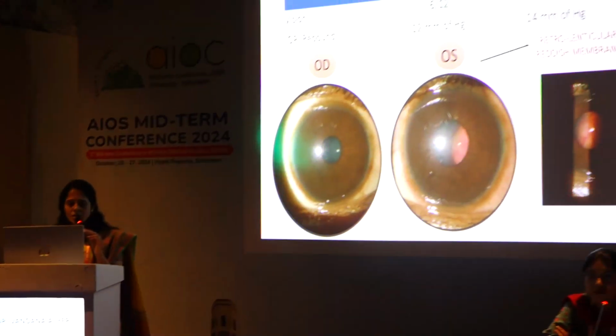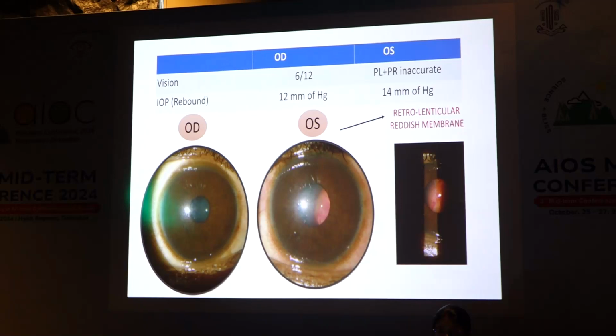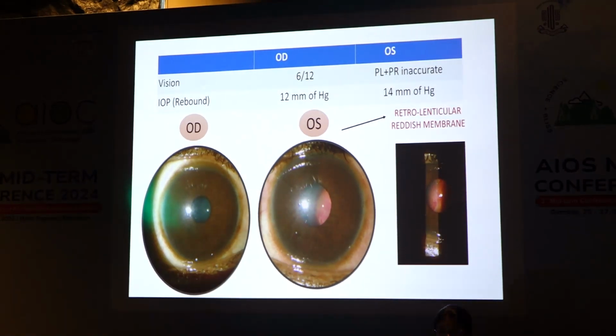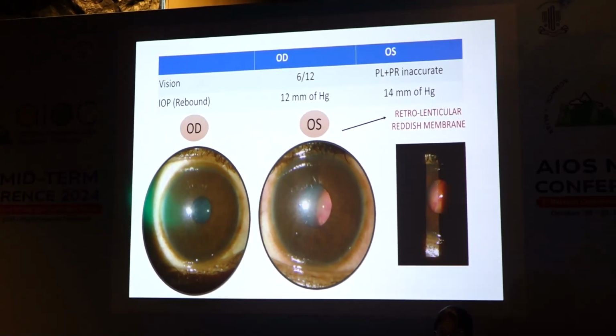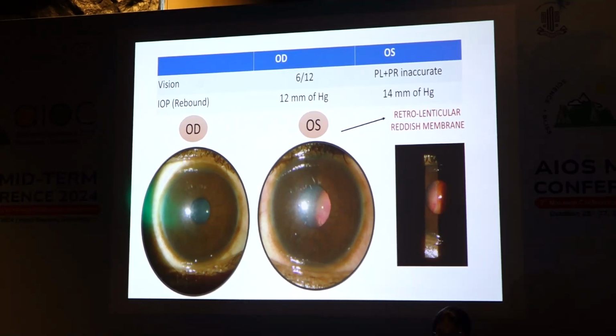On examination, right eye vision was 6/12, while left eye was PL PR inaccurate. Both eye pressures were normal. Right eye anterior segment examination was normal. Left eye revealed an RAPD and a reddish reflex behind a clear lens.